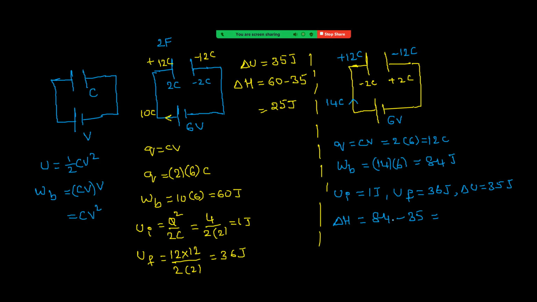84 minus 35. So it will be equal to, is it 49? Check once. 40 plus 35, 75. 75 plus 9, 84. It is now 49 joule. Okay. So like this, we can find how much heat is produced in the process of charging the capacitor.